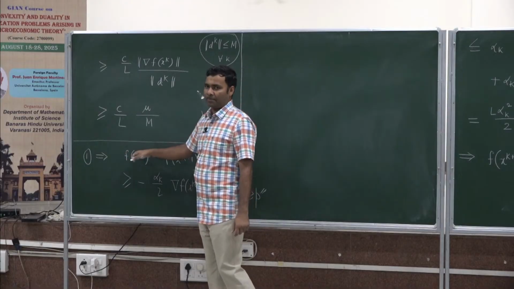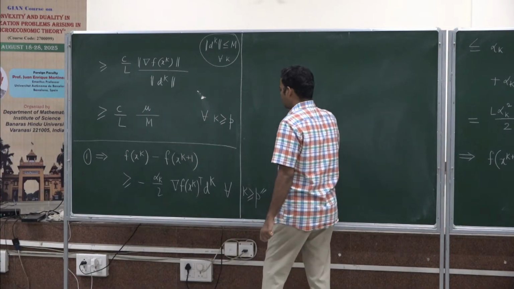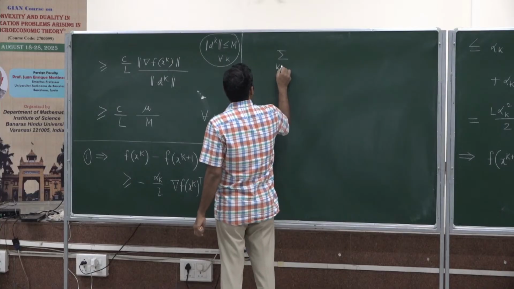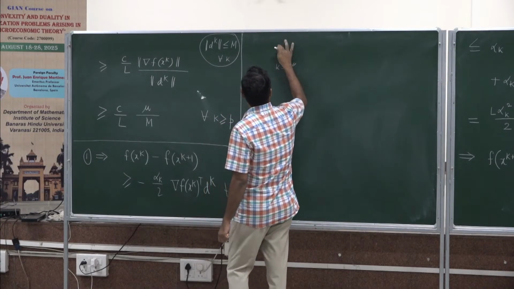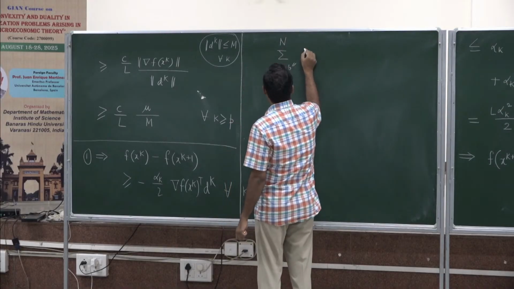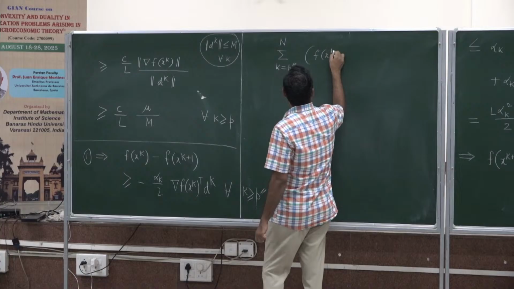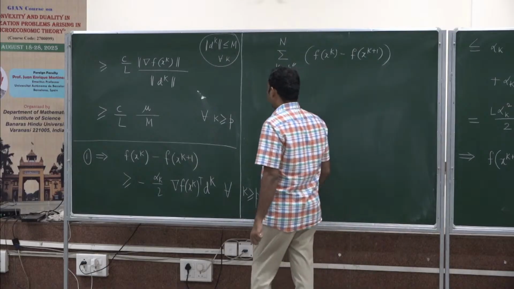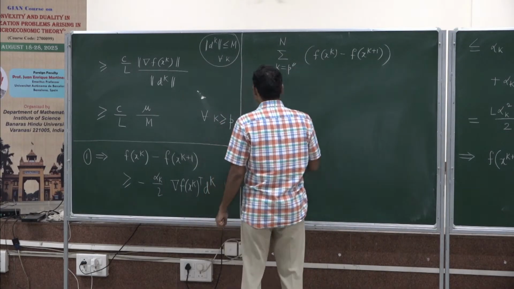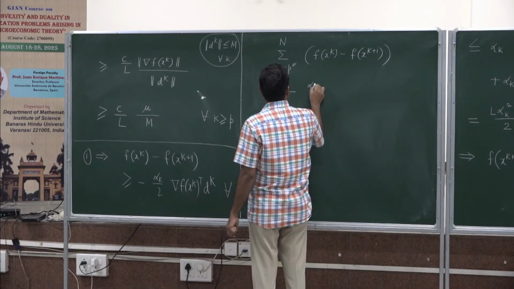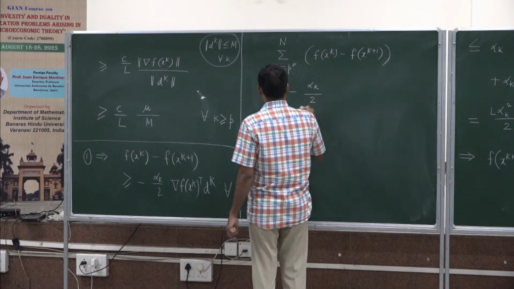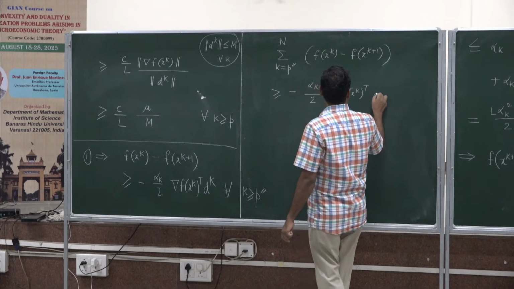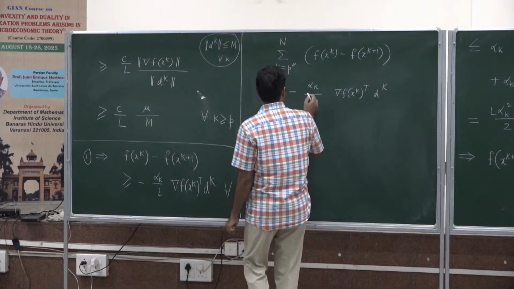Now if we sum it up on both sides, the left hand side is a telescopic sum. Let us sum from k equal to P double dash to some number, capital N. f of xk plus 1 is greater than or equal to minus alpha k by 2 times the gradient of f at xk transpose dk, its summation, fine.